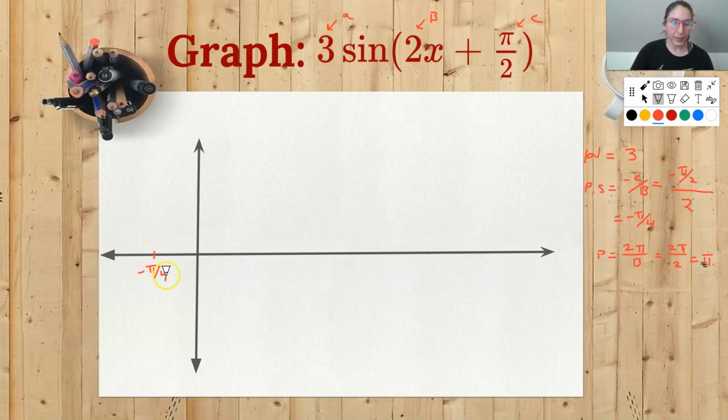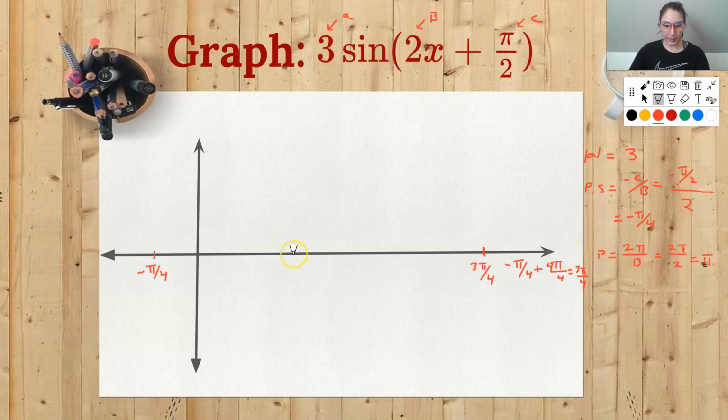-pi over 4. Next, plot the endpoint, and the endpoint is going to be equal to phase shift plus period. So this point here is going to be the phase shift. Here's my phase shift plus period. How do I add negative pi over 4 with pi? Well, it's just like adding fractions. So I'm going to change this guy to 4 pi over 4, right? Make an equivalent fraction with the same denominator. Negative 1 pi plus 4 pi, 3 pi over 4. So this ending point here will be 3 pi over 4.